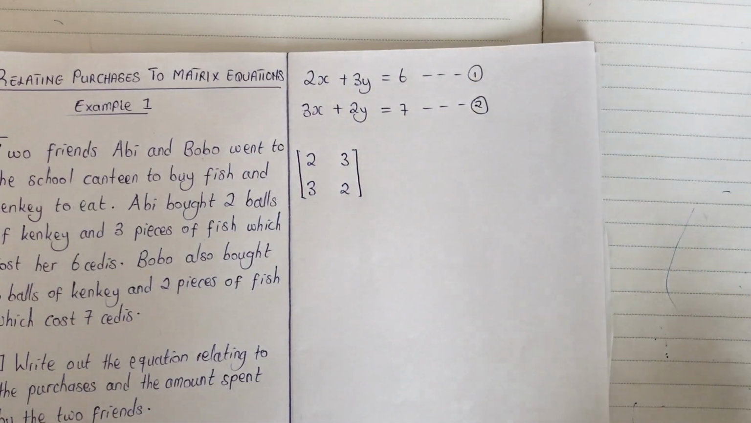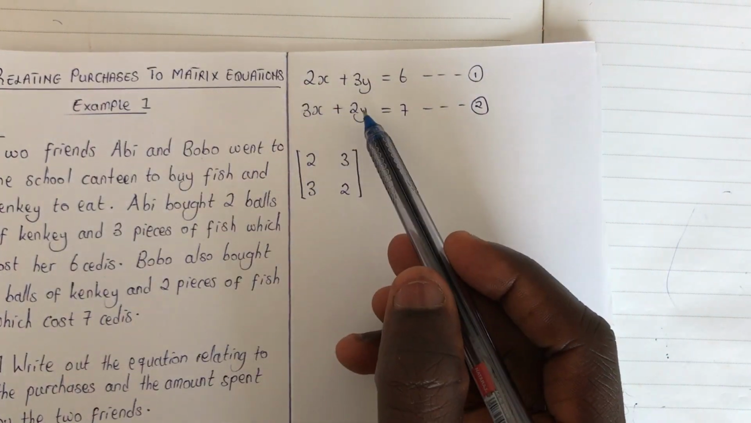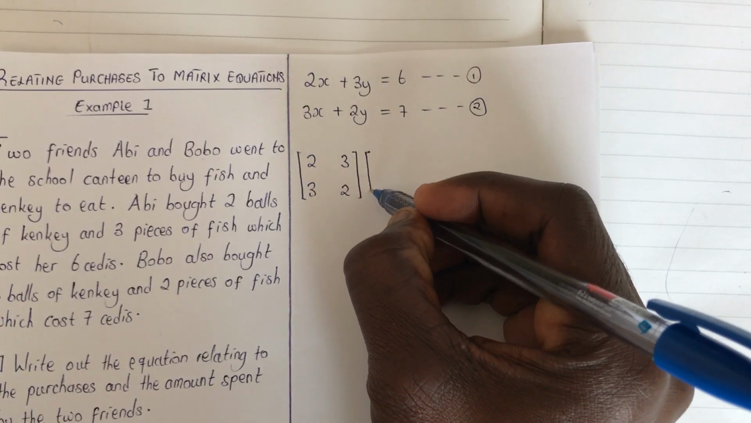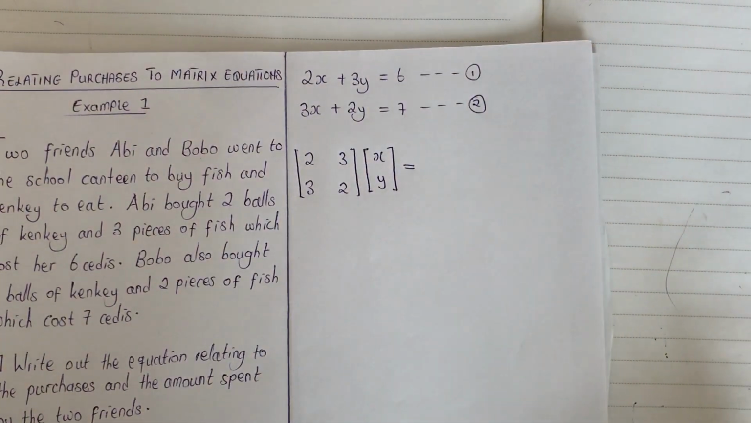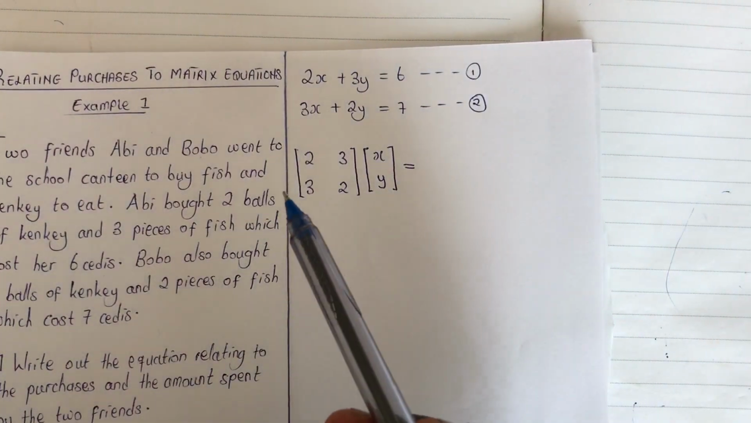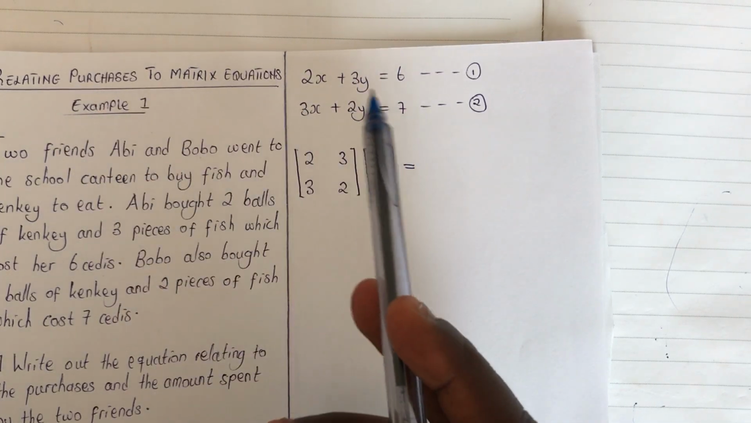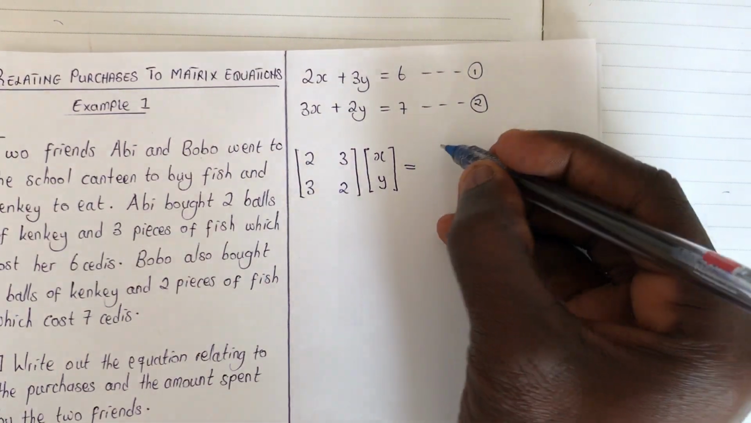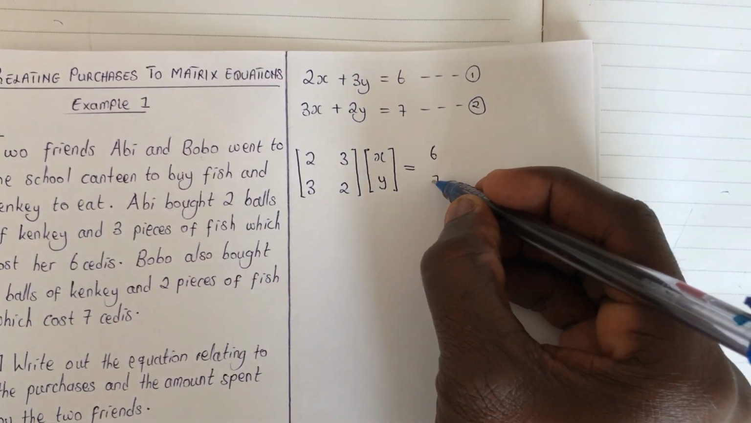Now multiply this by the variables X and Y. So we have, equate the result to the constant, the cost of the item. So we have 6 and 7. So this is giving us 6, 7.